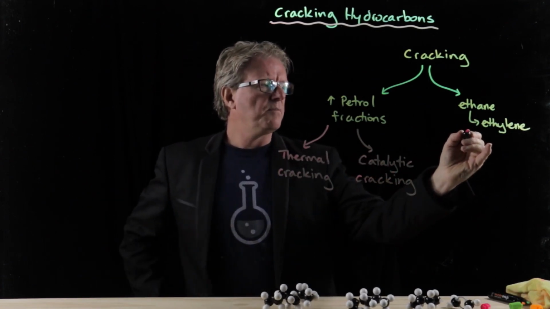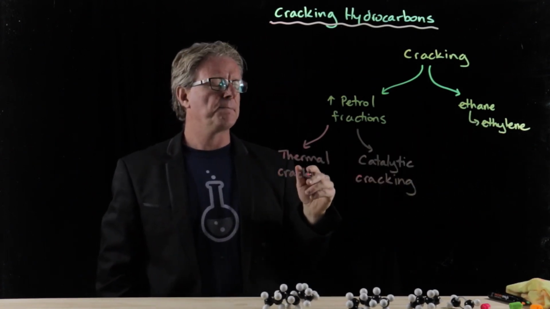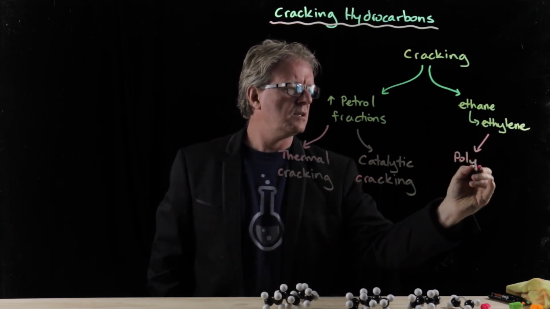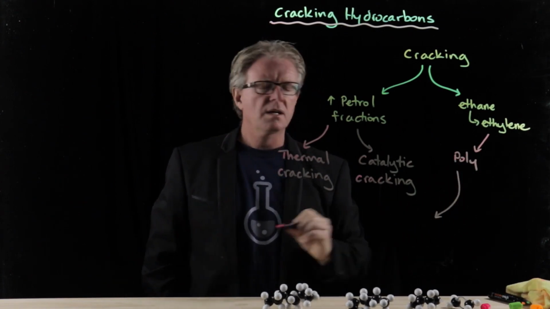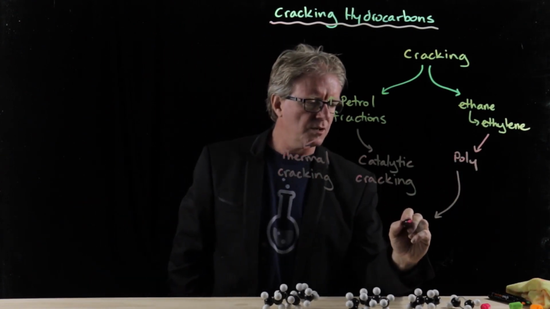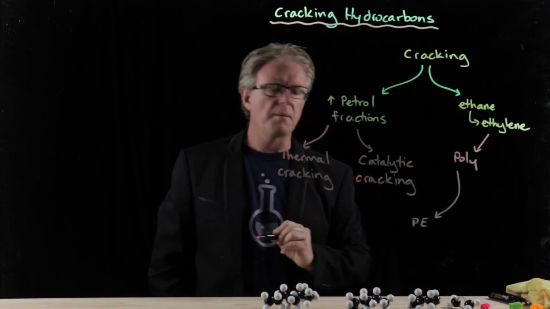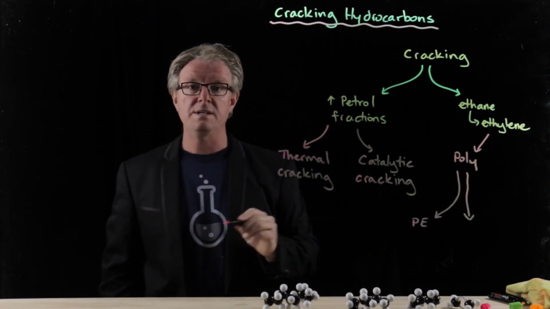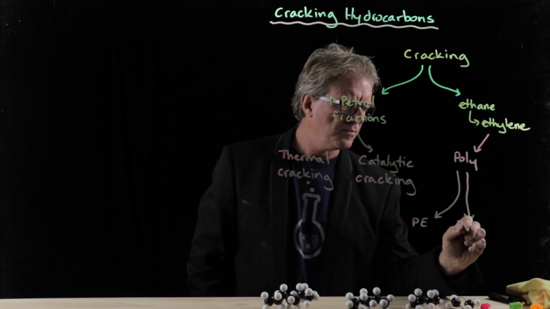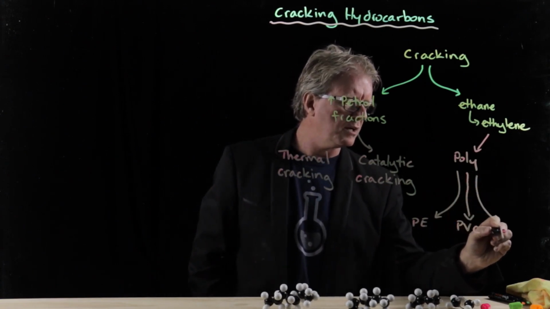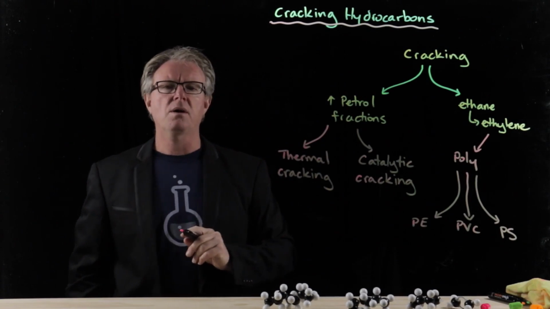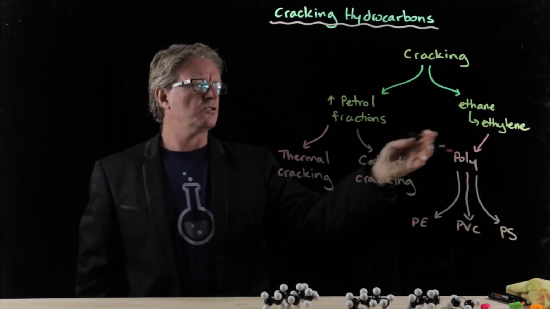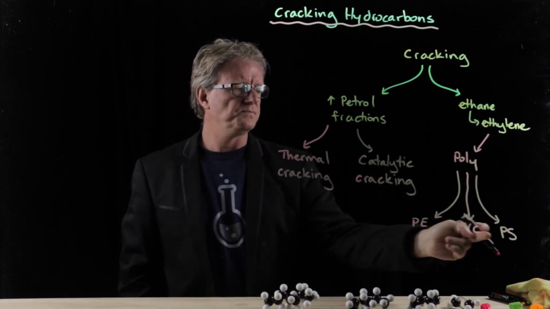Okay, and so one of the main uses of ethylene is to make polymers, and our polymers can be polyethylene. We can simplify that by going PE for polyethylene. We can also make a polymer called PVC, polyvinyl chloride, and we can also make another one, polystyrene. So those three polymers, the main polymers there, come from ethylene originally, right? So we have to do some modification to ethylene to make these two.